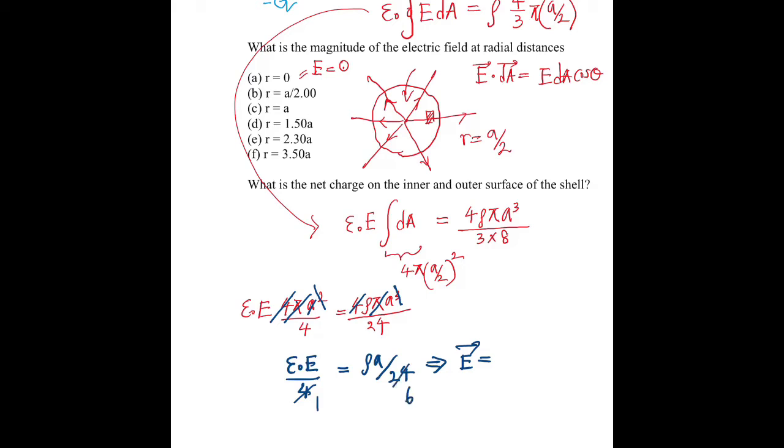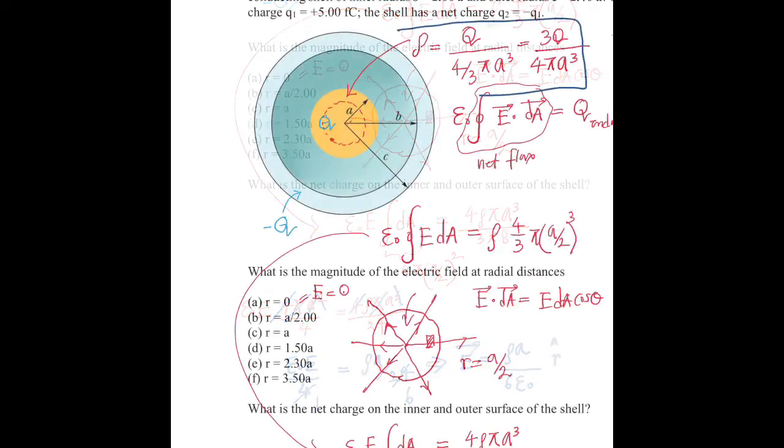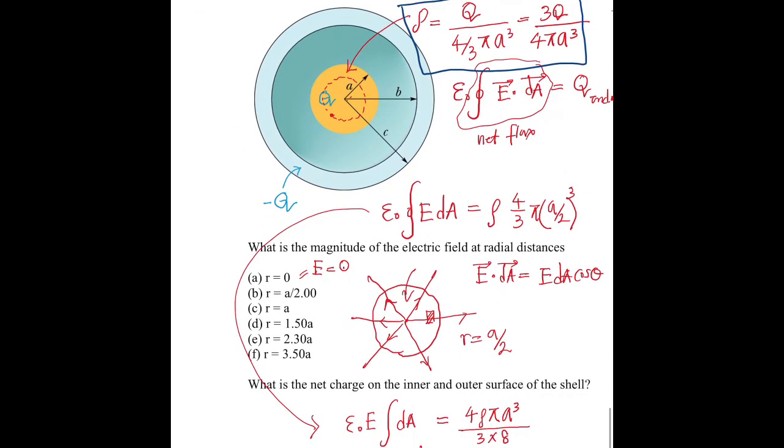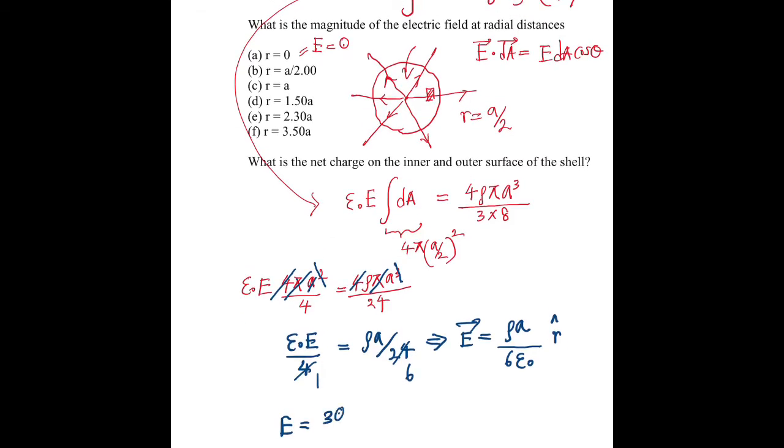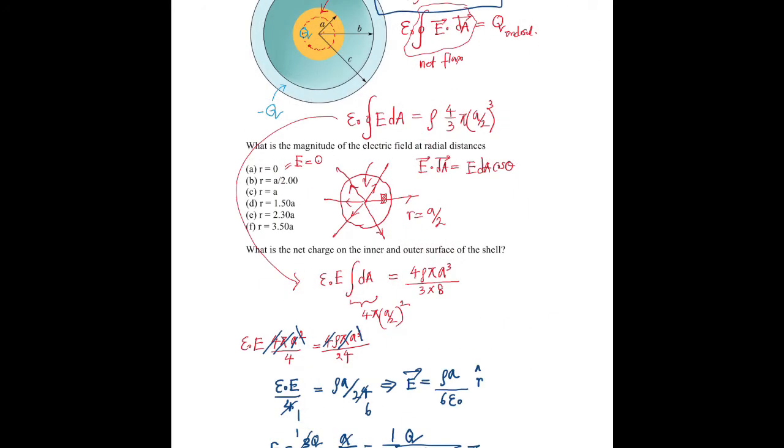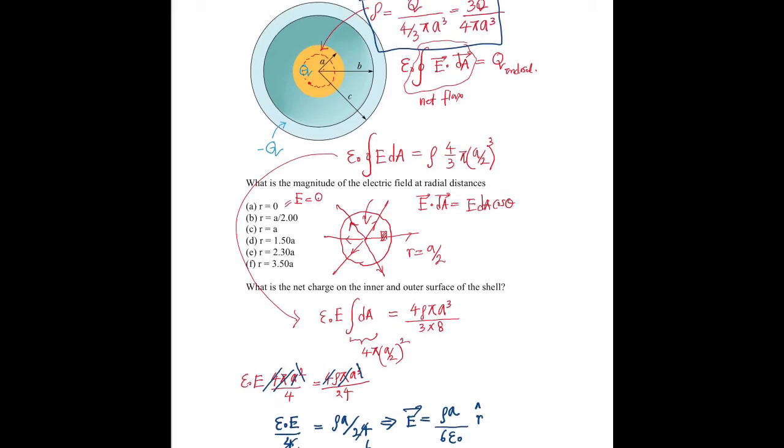So this is 1, this is 6, rho A divided by 6 epsilon naught. That is the electric field, and this is radially outward. This is our rho, the volume charge density, 3Q divided by 4 pi A cube. 3Q divided by 4 pi A cube times A divided by 6 epsilon naught. I can write electric field E equals Q divided by 8 pi epsilon naught A squared. That is the electric field. Direction is radially outward.